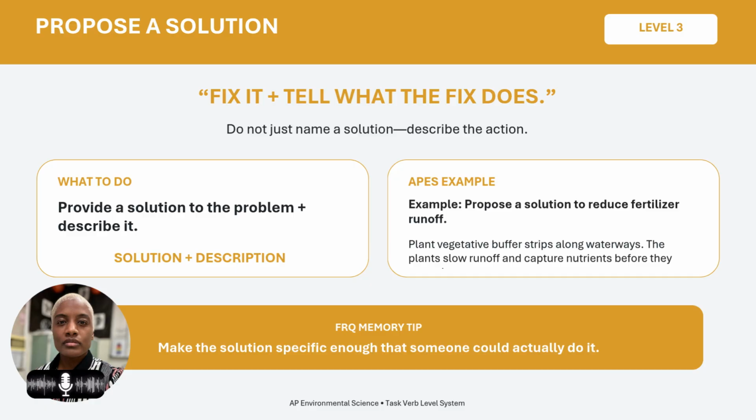All right, and then what else do we have? What's our description? Okay, what's the detail? So what are we going to do? Here's the action. We're going to plant these along the waterways. Okay, then now here is our what the fix does. The second sentence: the plants slow runoff and capture nutrients before they enter the water. Okay, so this would be a complete answer, and this would get all the points.